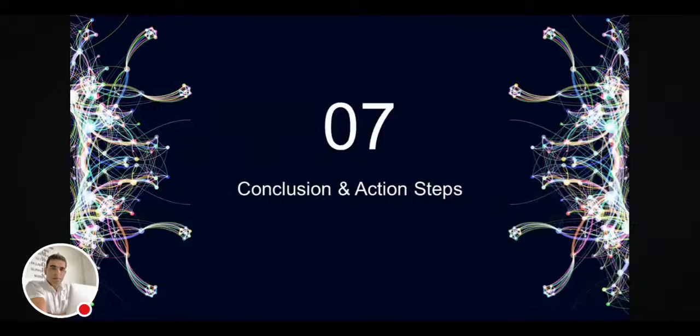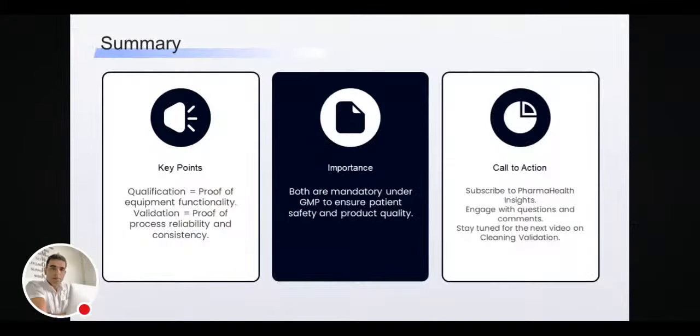Alright, to sum it all up, qualification is your proof that the equipment and systems work as intended. Validation is your proof that the process works consistently and reliably. Both are mandatory under GMP and are essential for ensuring patient safety and product quality.